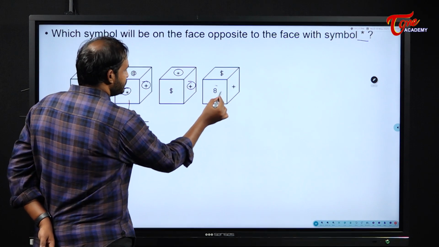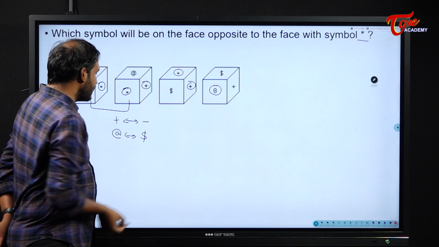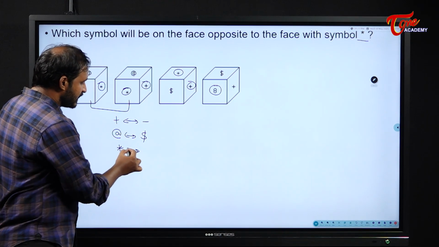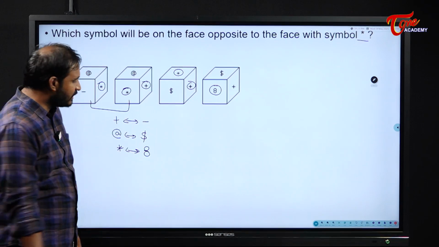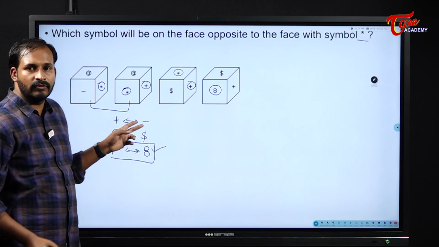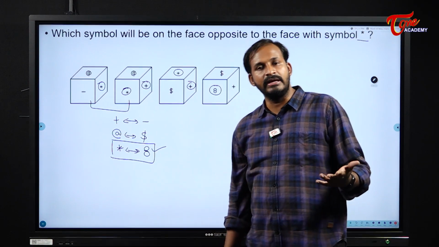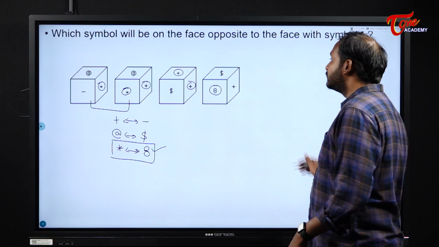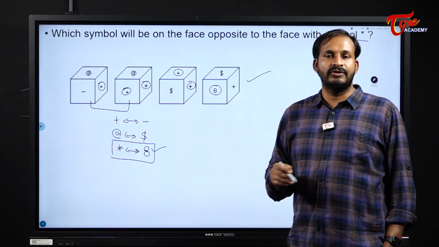So the new symbol which we can see here is 8. 8 is the new symbol, right? Why? Because dollar and plus are all finished. The only one left for us is the question star, and the new symbol we have here is 8. So directly our answer becomes 8. Why? Because we found two pairs of opposites, so obviously the leftover two will be opposite to each other. Okay, next one.